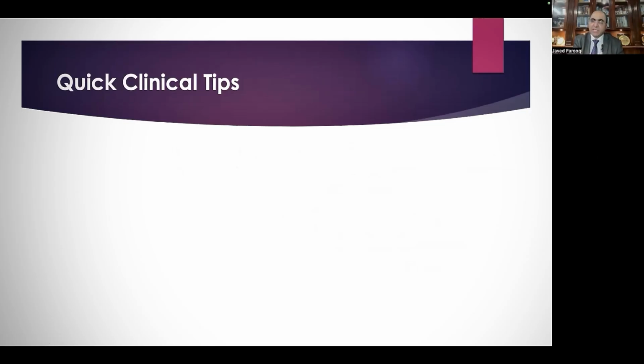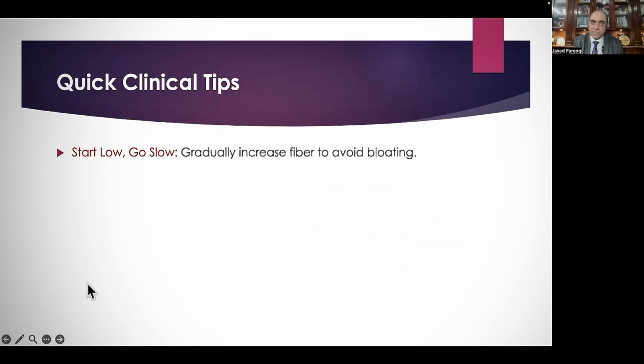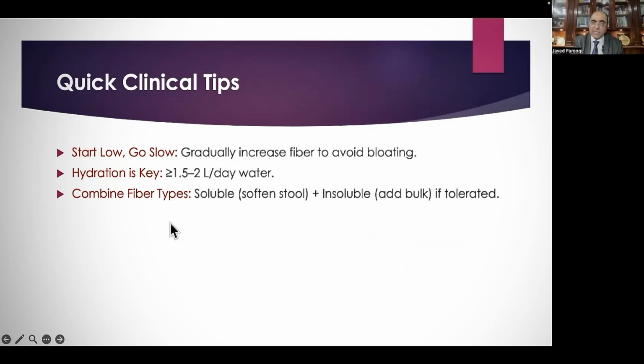Few quick clinical tips while managing patients with functional constipation. One is start low, go slow. It means gradually increase fibers to avoid bloating. Second is hydration is key, more than 1.5 to 2 liters per day. Then combine fiber types, soluble, which softens the stool, and insoluble, which aids bulk, if tolerated.